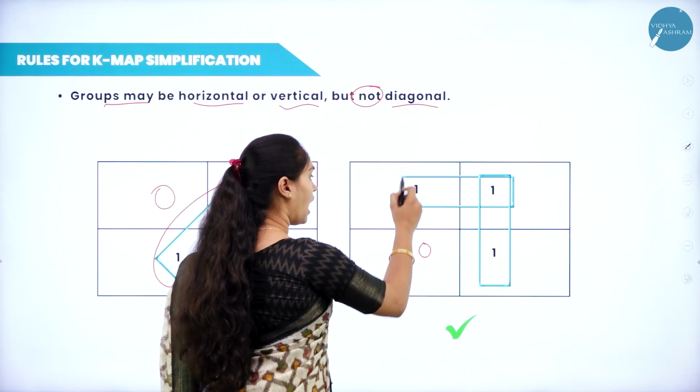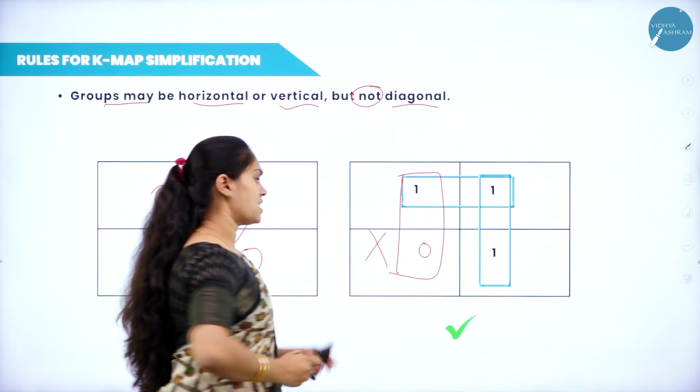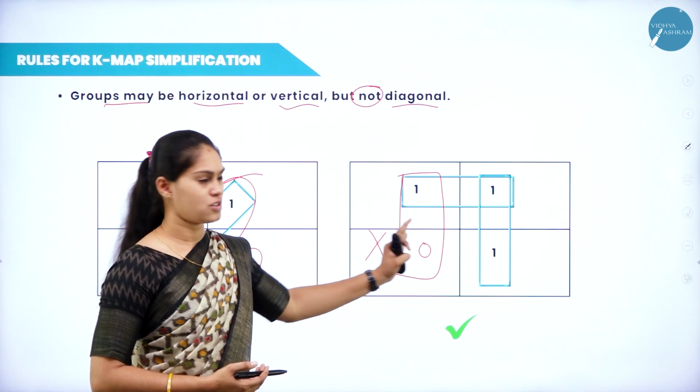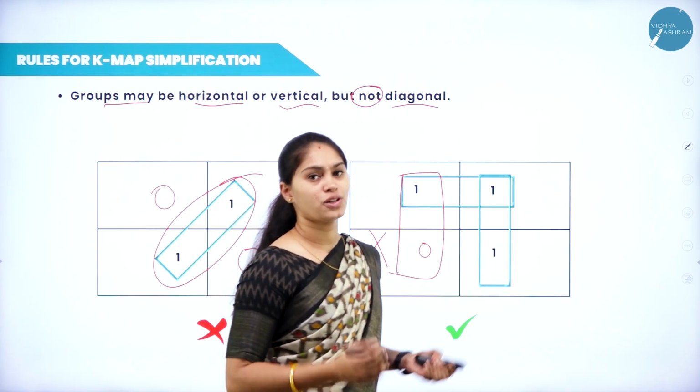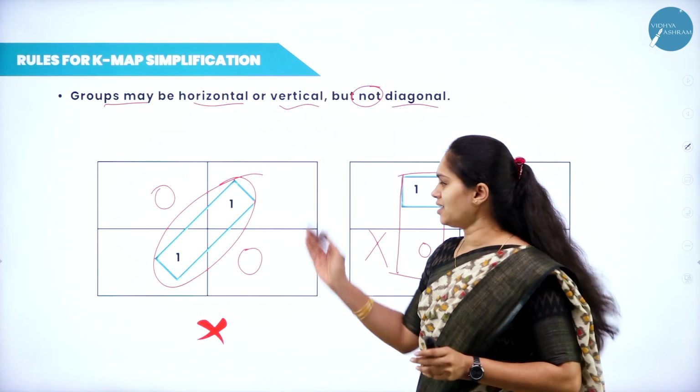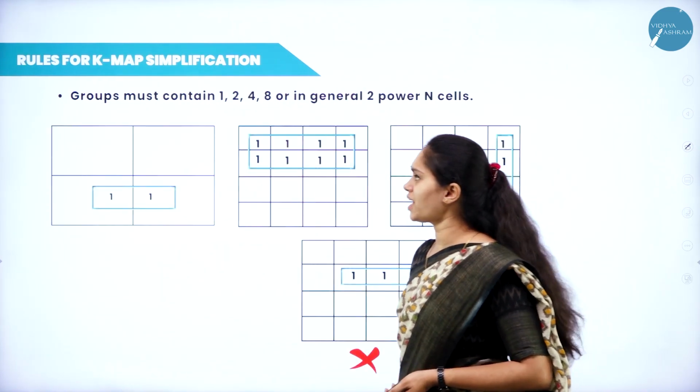And if I have a 0 here, I can't group it, because if a cell contains 0, then we should not include that for grouping. So this is the right method of grouping a cell either in horizontal or in the vertical. It should not be diagonal. Well, what is the next rule we have here?